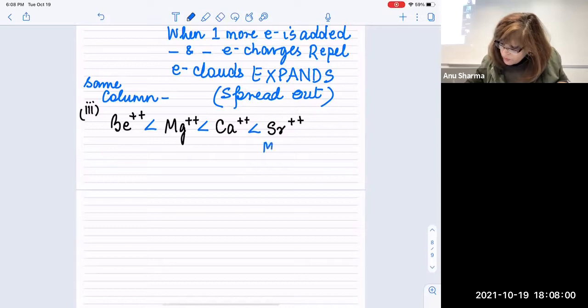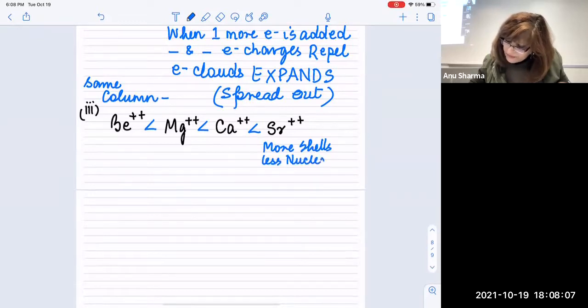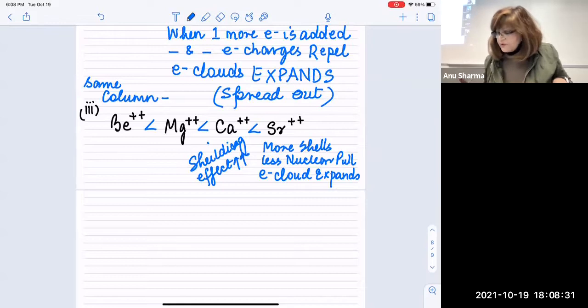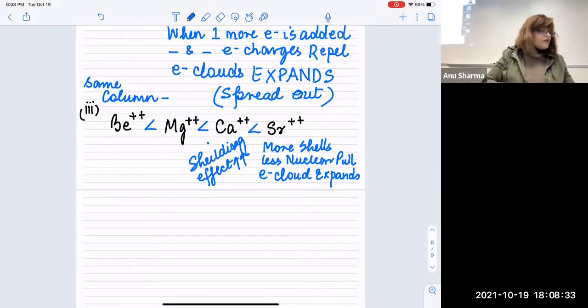Strontium has more shells, less nuclear pull. And anytime the nuclear pull is less, what happens? The electron cloud expands. Shielding effect is increasing actually. Shielding effect increases. So that's how the nucleus is able to pull the electron clouds. Okay, now that's one piece.